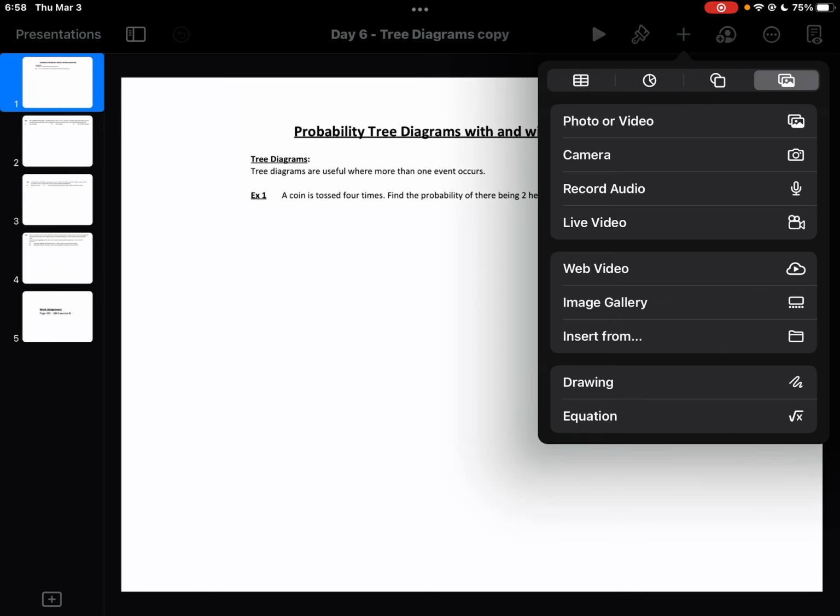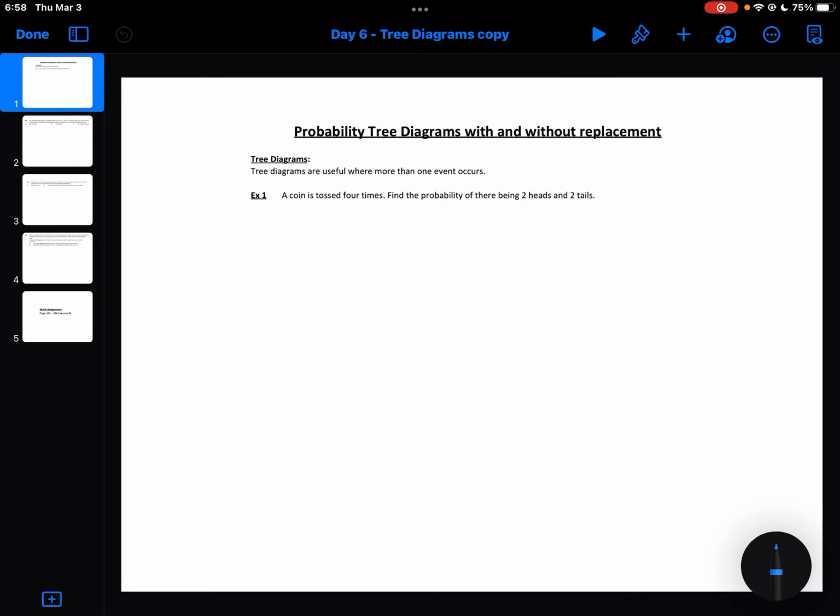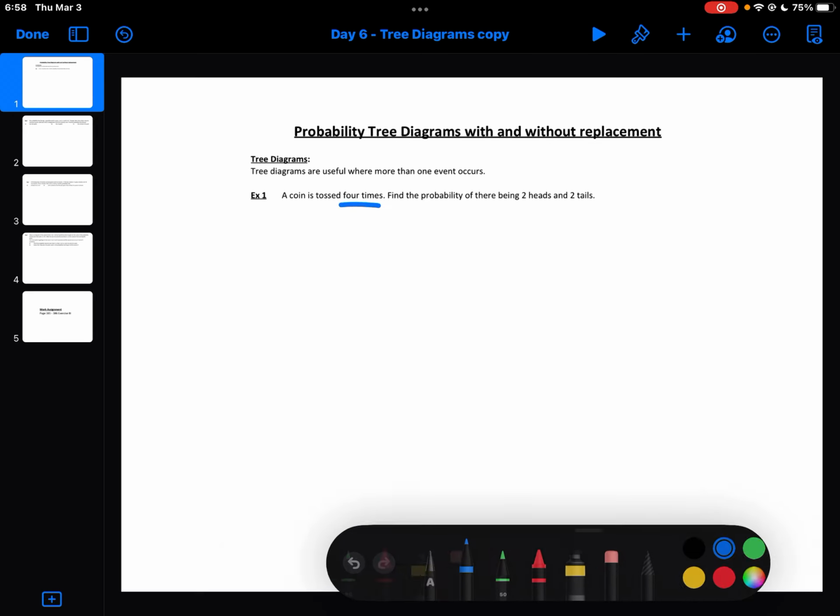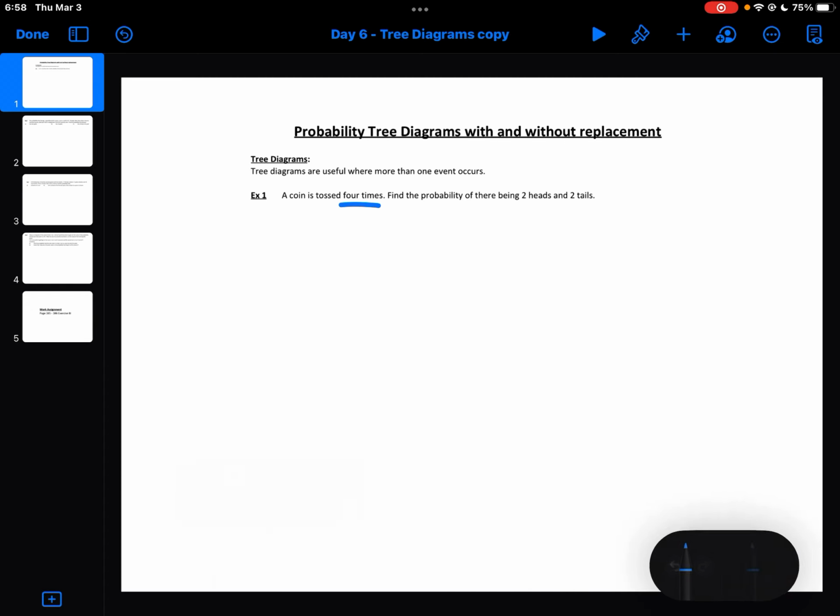This video goes over tree diagrams, which is a visual way of describing situations where you have more than one event occurring. So in our first example, we've got a coin being tossed 4 times. So we've got 4 separate events that are occurring. What we're looking for is the probability of there being 2 heads and 2 tails.